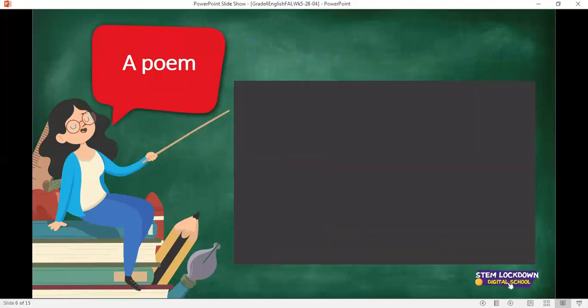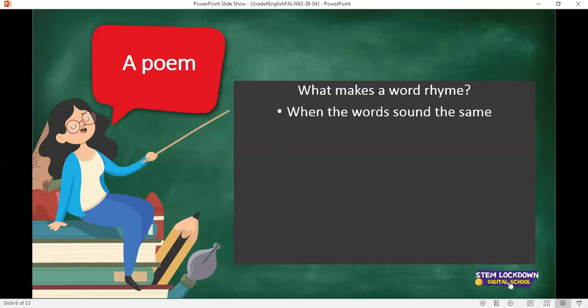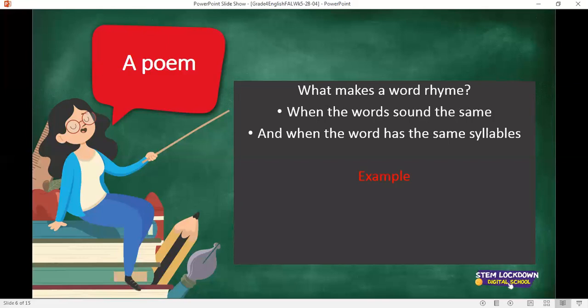So when I look at a poem, I want to see what makes a word rhyme. So it will rhyme when the words sound the same. And they will also rhyme if they have the same syllables. So sometimes they will have the same syllable, but most of the time you might have a word or two that has 1 or 2 syllables more. But as long as the word sounds the same, it will rhyme.